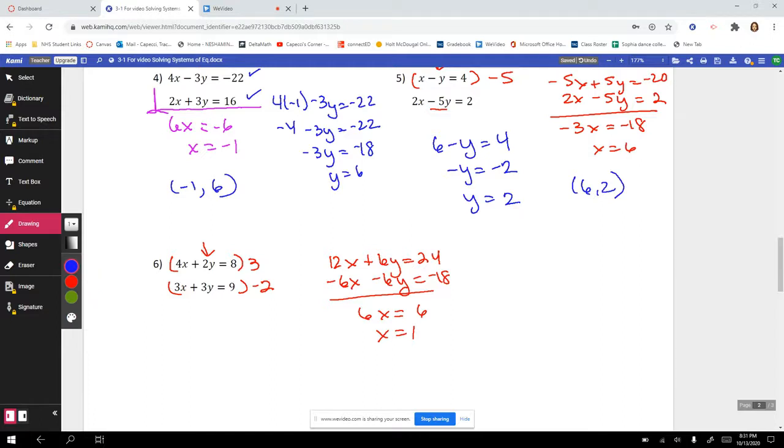Now let's go back in. Again, either equation, I'll use the first one to find out what my y value is. 4 times 1 plus 2y is equal to 8. So 4 plus 2y is equal to 8. 2y is equal to 4, so y is equal to 2. So my solution to my linear system is (1, 2). That's my point of intersection.